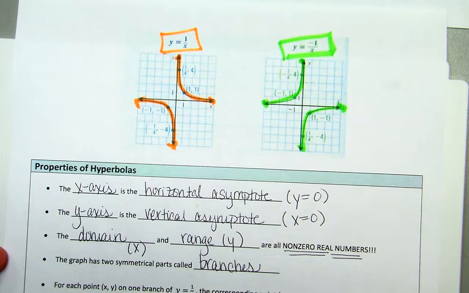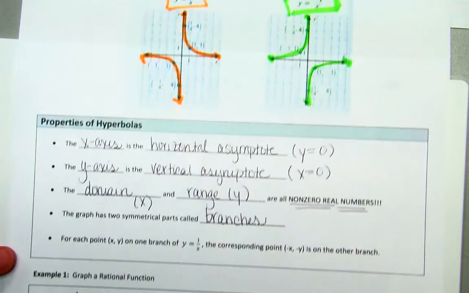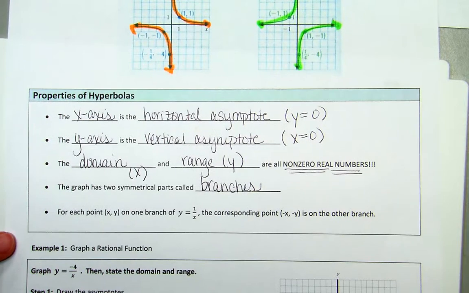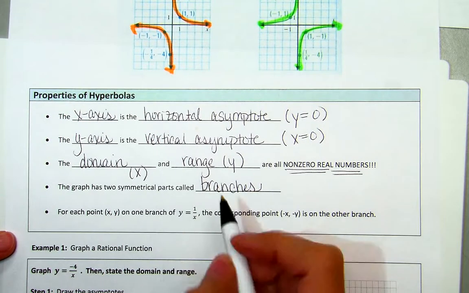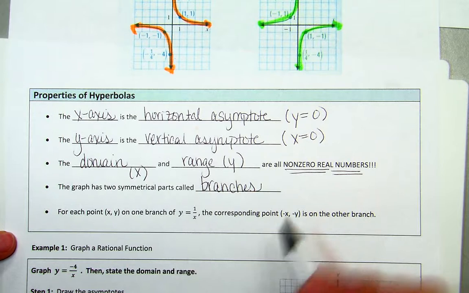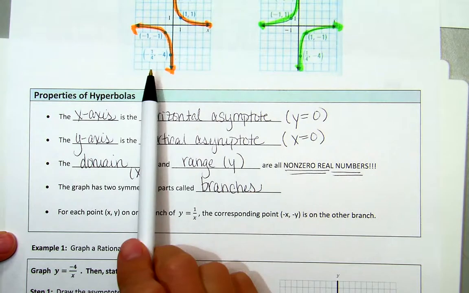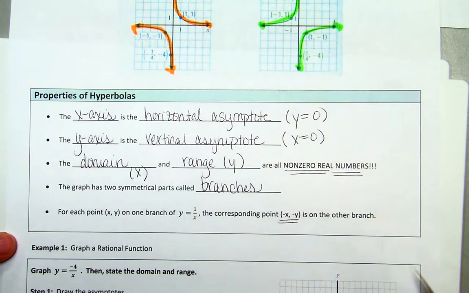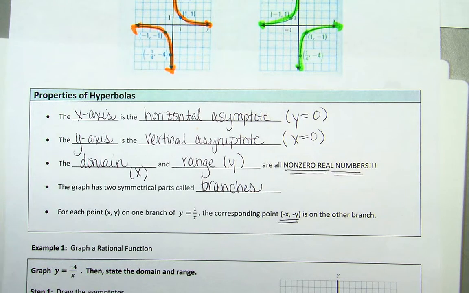And the last piece of information, the last bullet point of the properties of your hyperbolas: for each point (x, y) on one branch of y equals 1 over x, so this is obviously talking about the first graph, then you know that the point (negative x, negative y) is going to be part of your other branch. Okay? So those are 5 bullet point properties that are going to hold true for your hyperbola graphs.